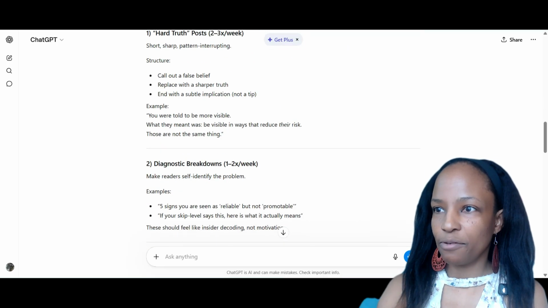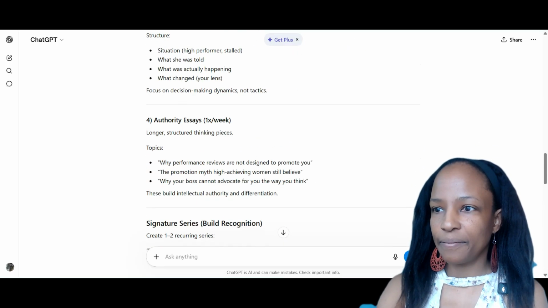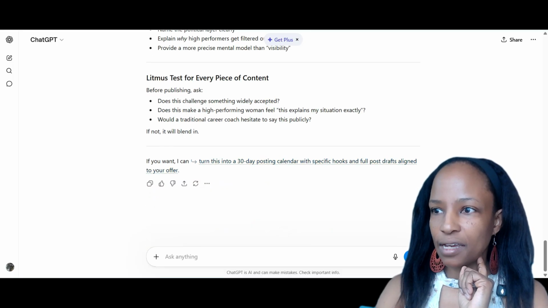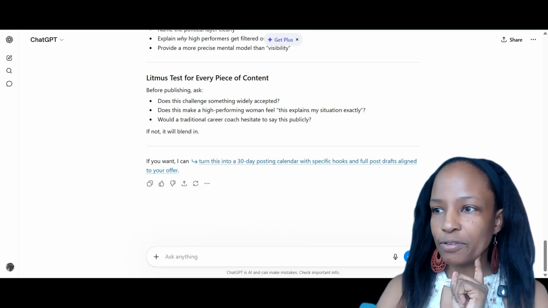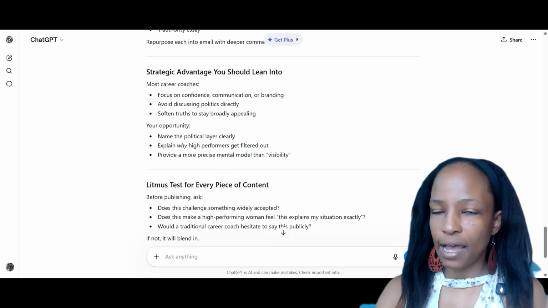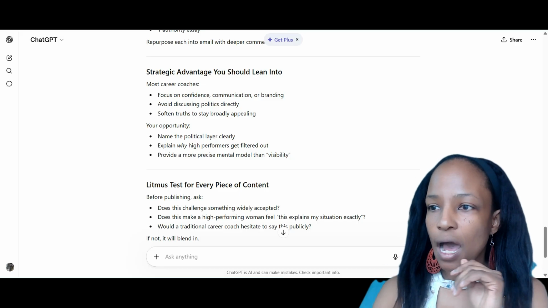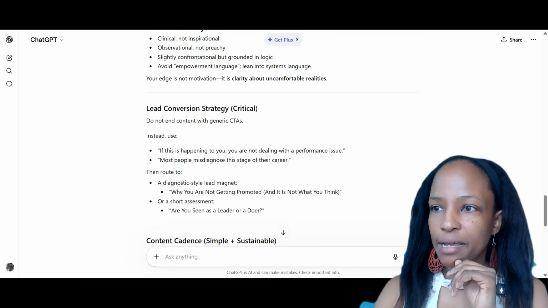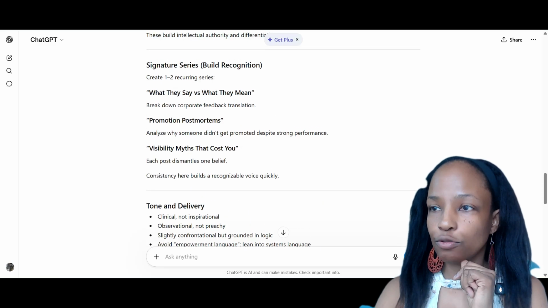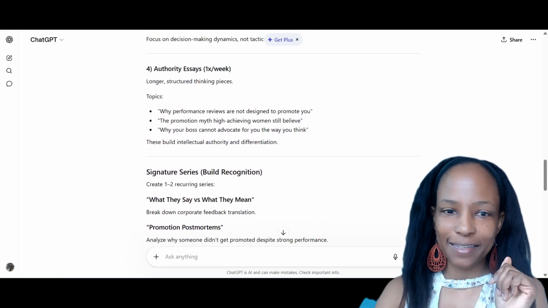I wouldn't just say, okay, well, here's a strategy, just from one prompt. But it is giving everything. It's like if you want, I can turn this into a 30-day posting calendar with specific hooks. So I would not zero shot this or one shot this. I would actually do a little bit more. But this is not horrible, but this is not great either. We can do a lot better than this.